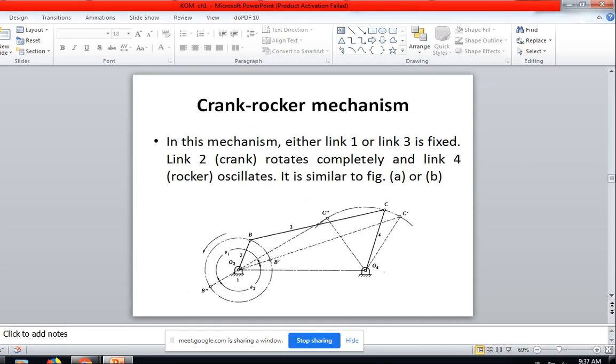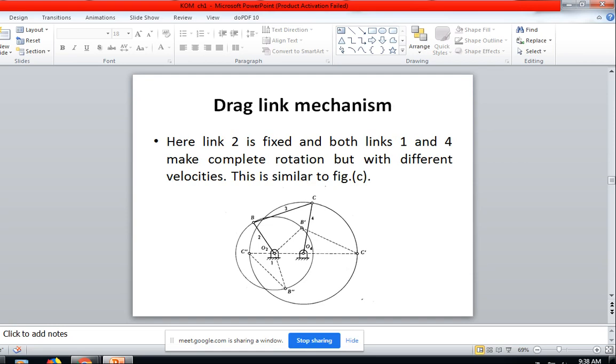So in this case you can compare with respect to the crank rocker mechanism. In the crank rocker mechanism, either link 1 or 3 is fixed, and link 2 is made to rotate completely. You can see entire motion from O to B, full rotation. So extreme points B dash and B double dash can be seen here, and link 4, that is the rocker, is going to oscillate only between C dash and C double dash. These are the maximum values, you can see the maximum arc which is possible. So this is known as crank rocker. Okay, then in the drag link mechanism, what happens?